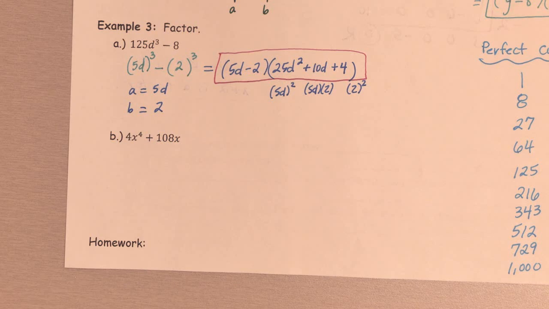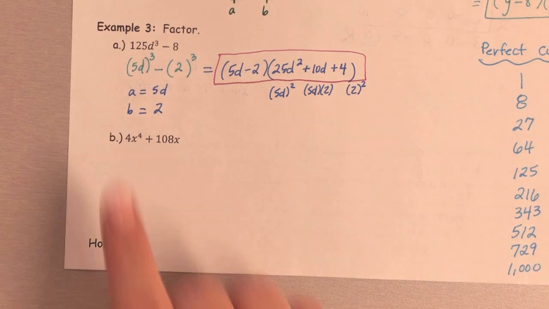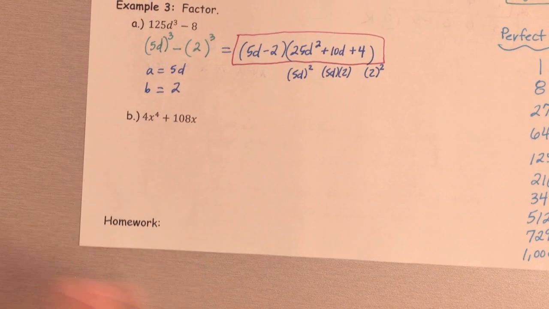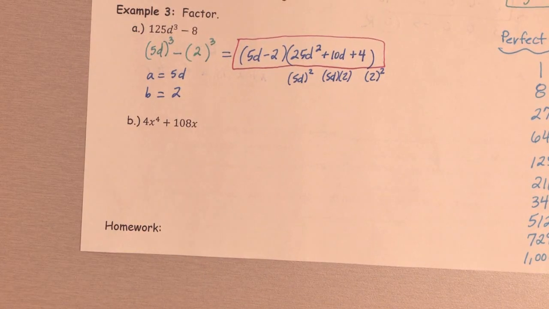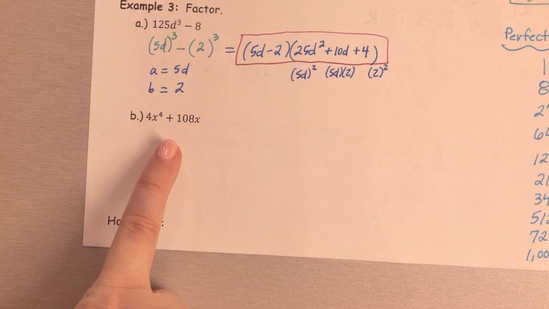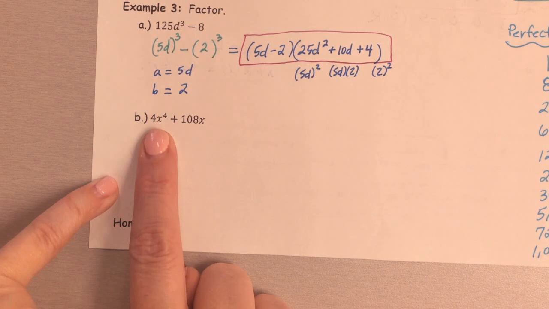Okay, so when you're looking for the GCF, remember that's the greatest common factor. That means you can divide both of these by that value. Okay, so you have 4 and 108. What did you guys try to take out? Okay, the 4, right? So if you do 108 divided by 4, do you get an even number, a whole number? Okay, good. And then look at your x's.